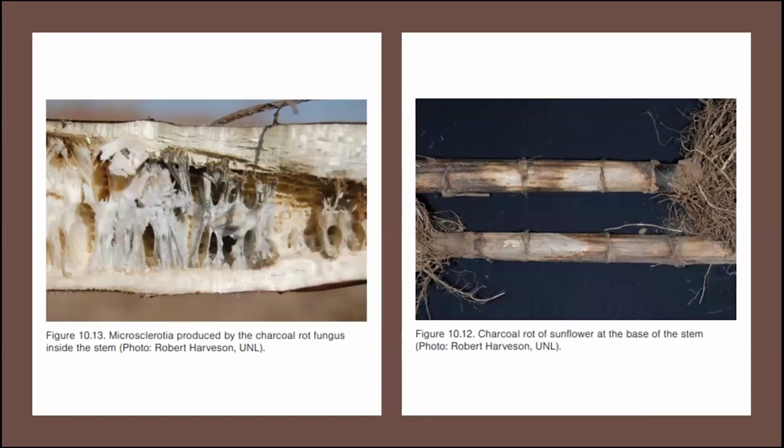And here are the most common examples of charcoal rot. The symptom on the left is where the stem has been split and you can see the fungus growing within that pith and reproducing, and it makes this gray colored look. And then the picture on the right is the gray colored lesions at the soil line associated with this disease.